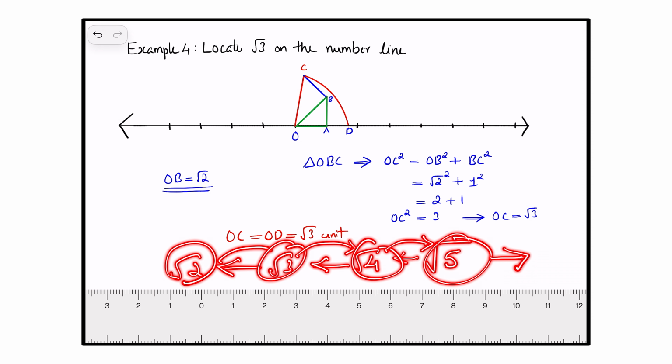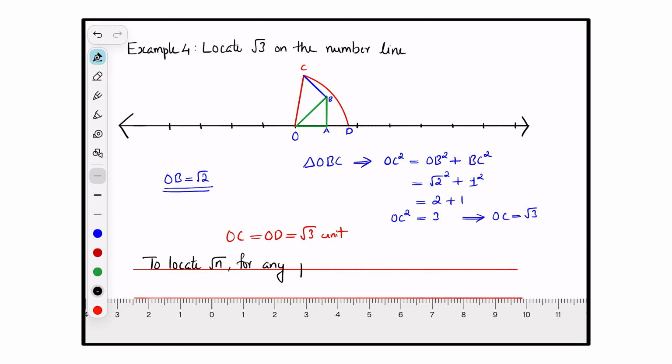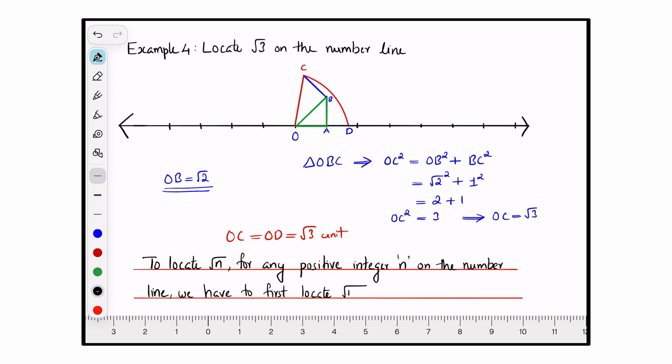But there are some loopholes or things that we can tweak to make our life easier. Okay, but let me summarize. So this is the summary. To locate root n, that is for any positive integer n on the number line, we will have to first locate root n minus 1. We will do an additional example.